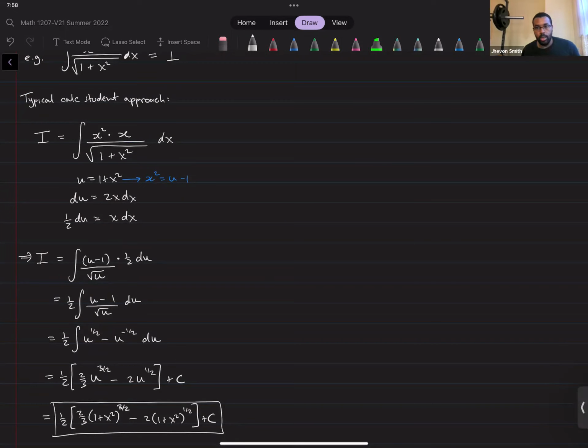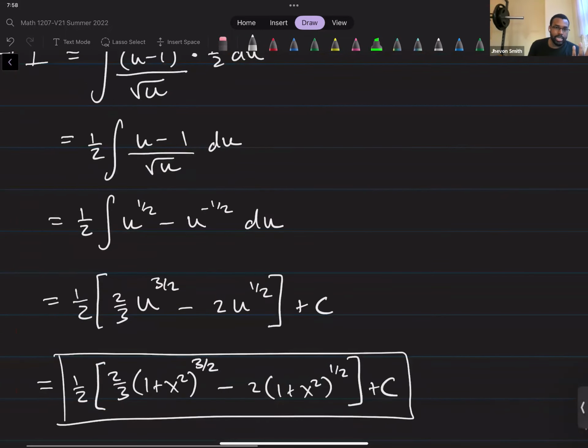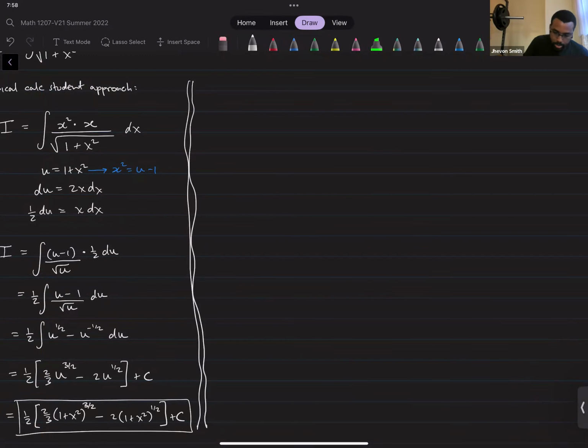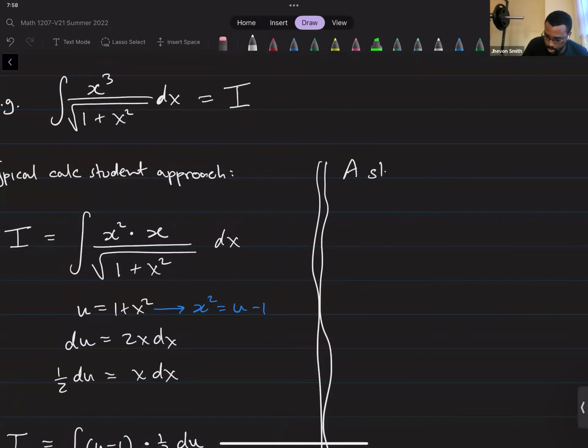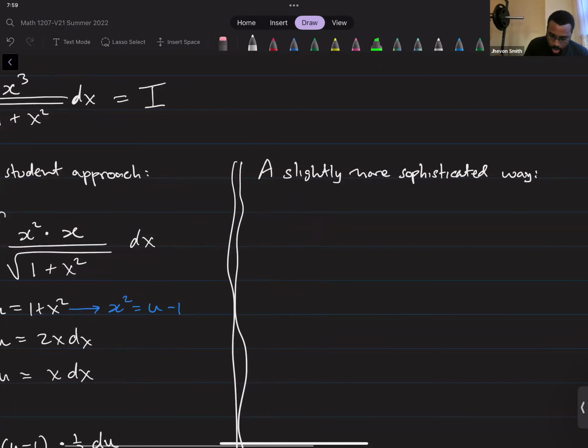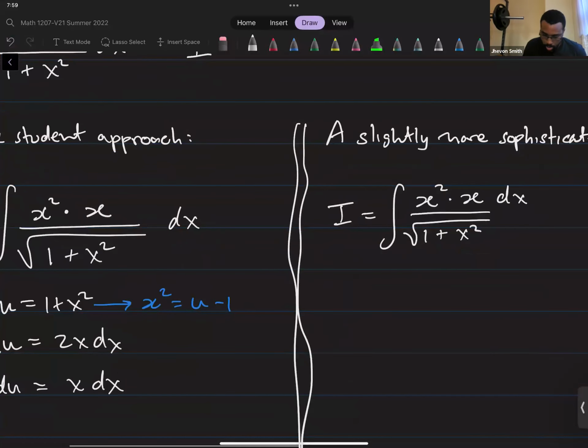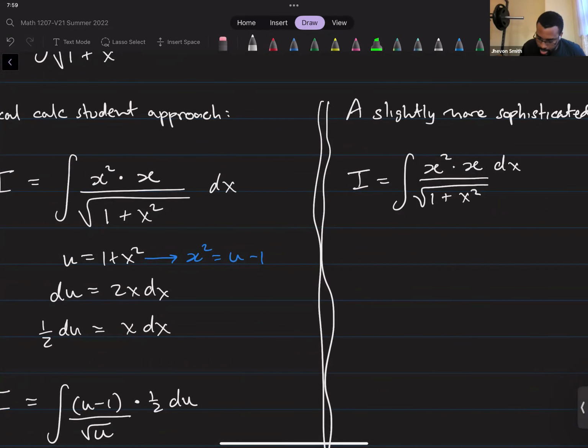Okay. So that would be how to take care of that integral. It's one way. But here's another way. You can make your substitution a little bit more sophisticated and get rid of this messy algebra. Maybe I'll do this side by side so you can see. So here, instead, I have my I equals the integral of x squared times x dx over the radical of 1 plus x squared. But here, I'll make a slight modification to my substitution, and you're going to see it's going to be a little bit nicer.